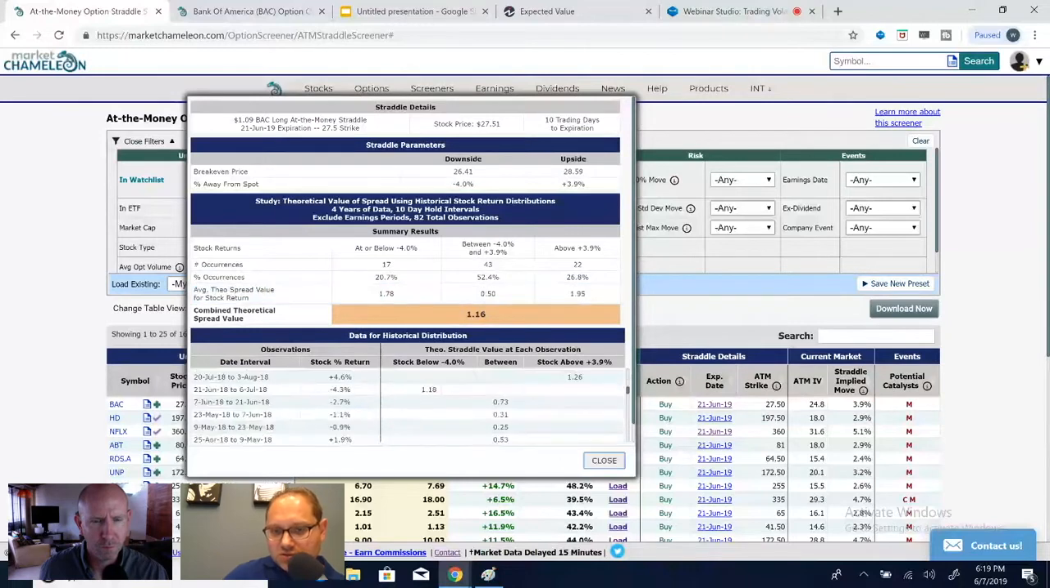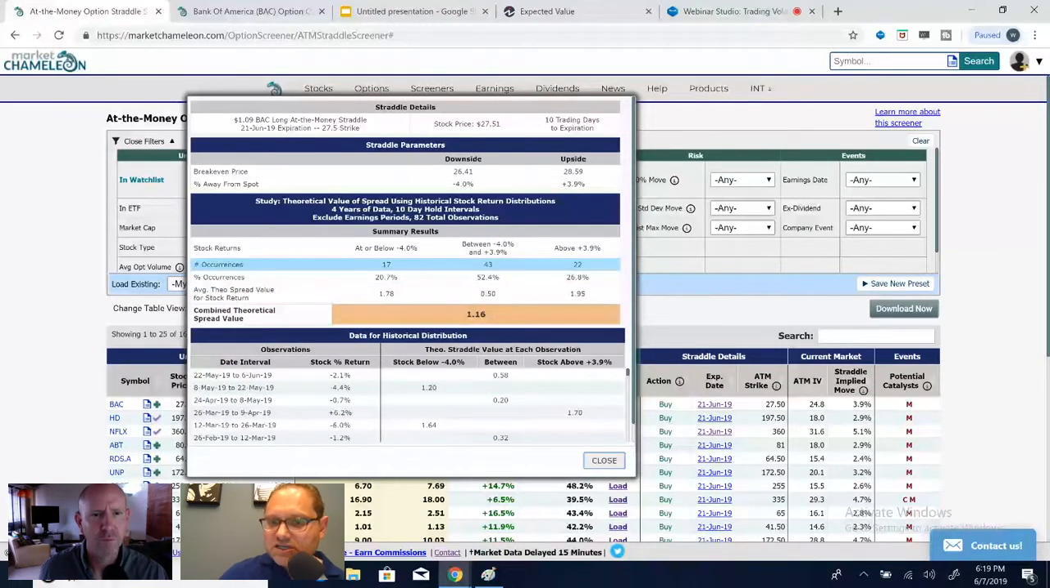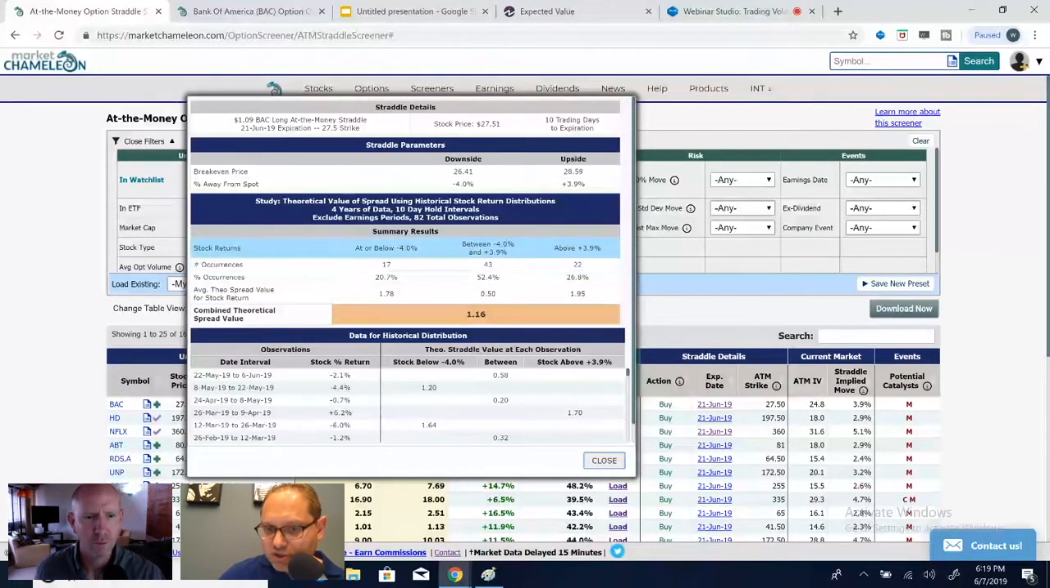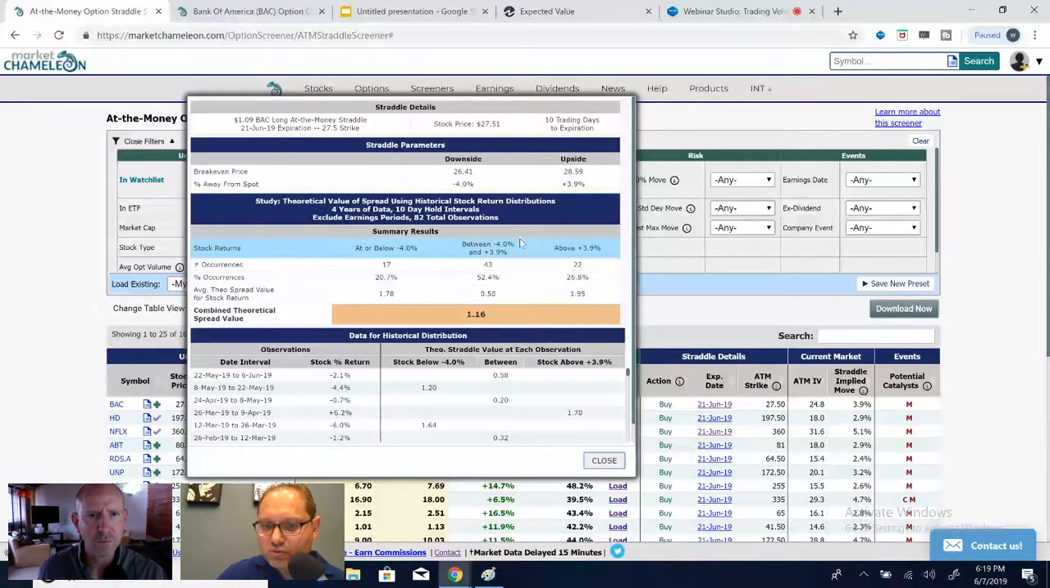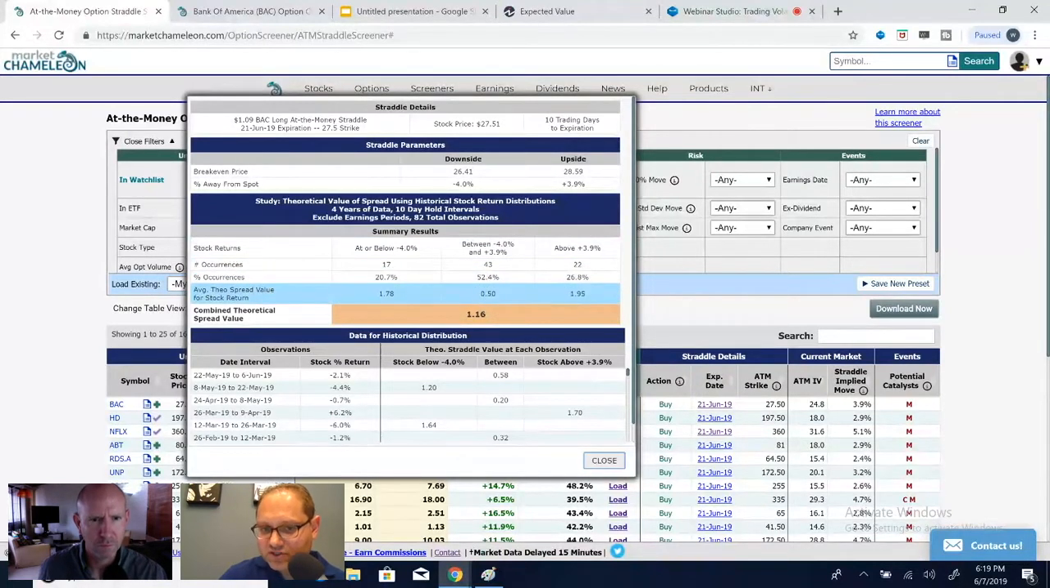And the data is here below. How many times did it end up in 10 trading days above the 3.9%? That happened 26.8% of the time with an average value of $1.95. And then in between, between minus 4.9 and plus 3.9, that happened 52.4% of the time with an average value of 50 cents, which we would have been losers, right? Because we paid $1.09.